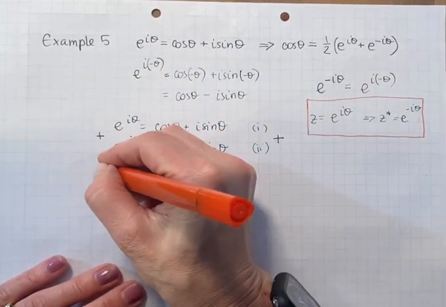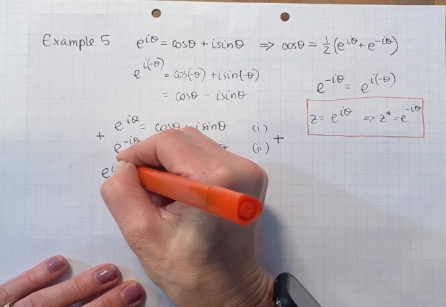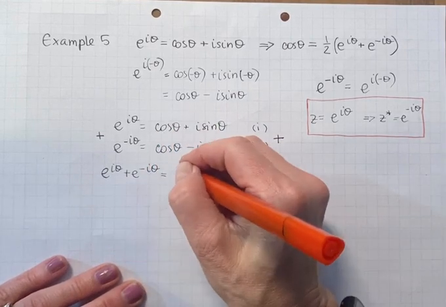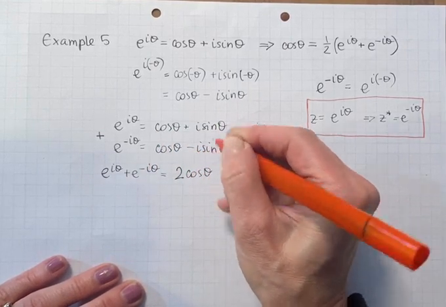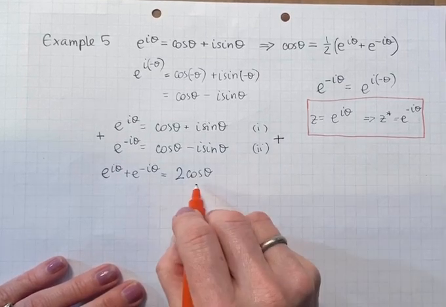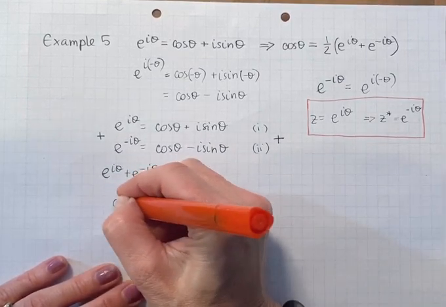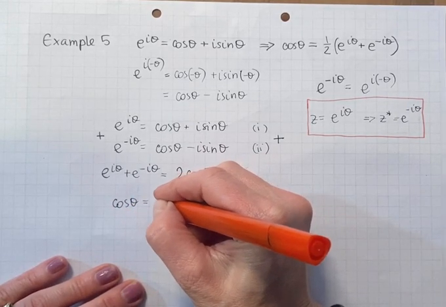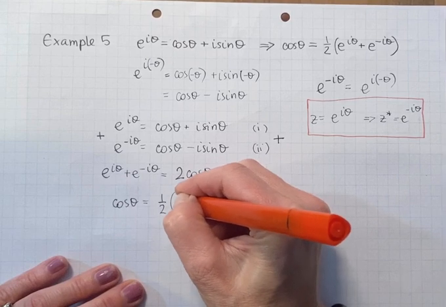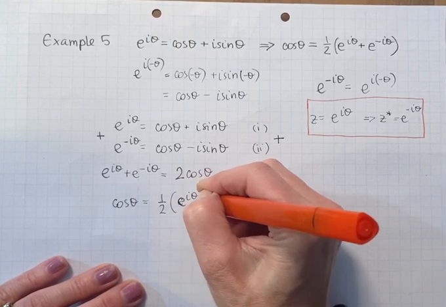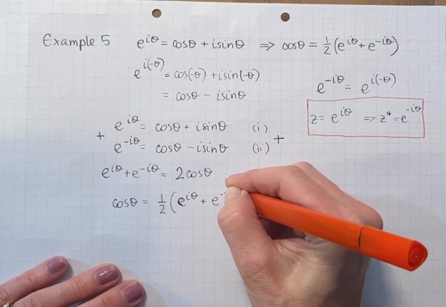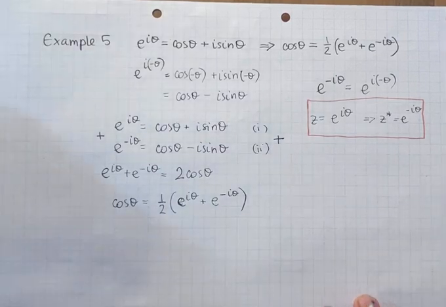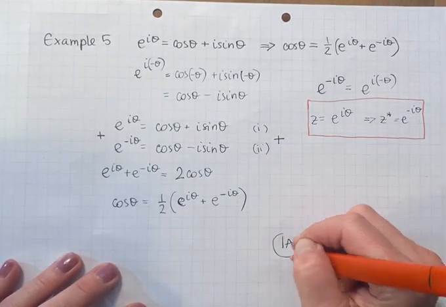So here we are going to have e to the power i theta plus e to the power of minus i theta equals, add these two together, you're going to get 2 cos theta, and you've eliminated the sine part. So the last thing is to divide by 2, and I'll put cos theta straight away on the left hand side. So you could put a half in brackets, e to the power of i theta plus e to the power of minus i theta. There you go. Okay, so now this leads to exercise 1A.